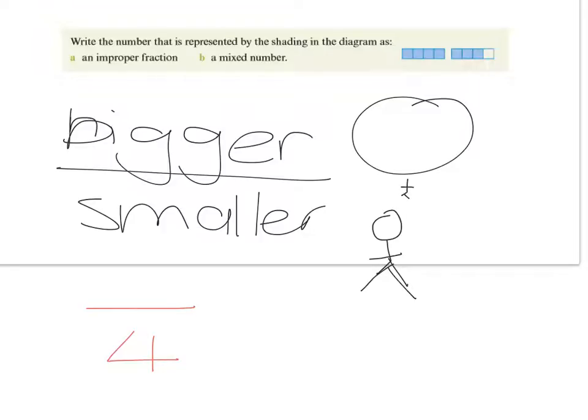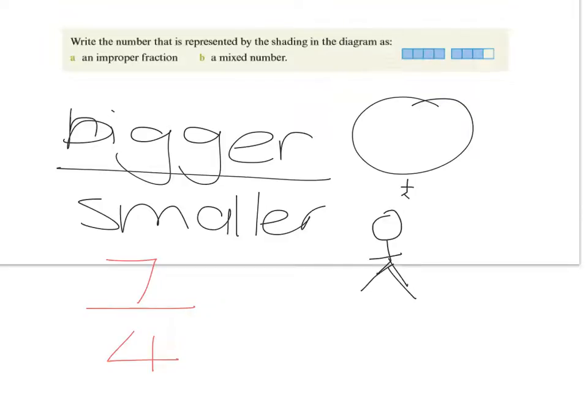If we have a look, how many have been shaded? So let's have a look. So we've got 1, 2, 3, 4 there, 5, 6, 7. 7 blocks out of those 4 have been shaded. So we're going to write 7 over 4. So do you see that this is bigger and this is smaller? So you now have an improper fraction. So we've answered A because it says, write the number that is represented by the shading in the diagram as an improper fraction.